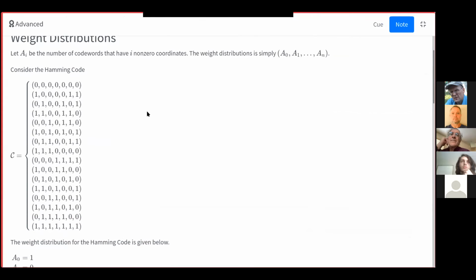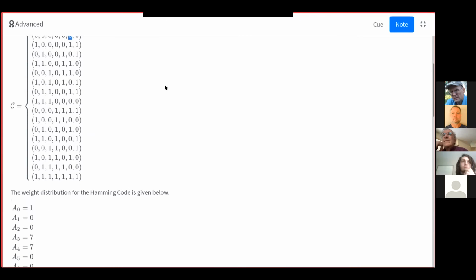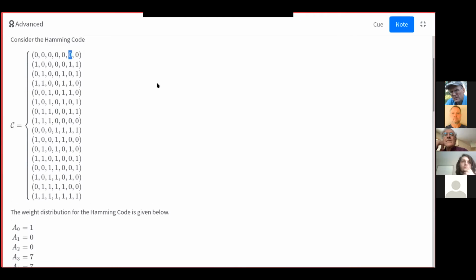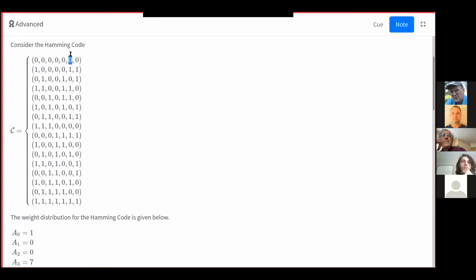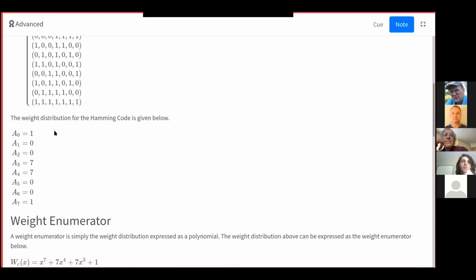So if we look at the weight distribution, what is the weight distribution? Well, A0 is just the number of code words that are equal to 0. A1 is the number of code words with 1, A3 and so on is the number of code words with 3 non-zero coordinates. So if we look, this is the weight distribution for this code right here. There is one all 0. There are 7 of them with 3 set bits. There are 7 with 4 set bits, and there's 1 with all 7 set.